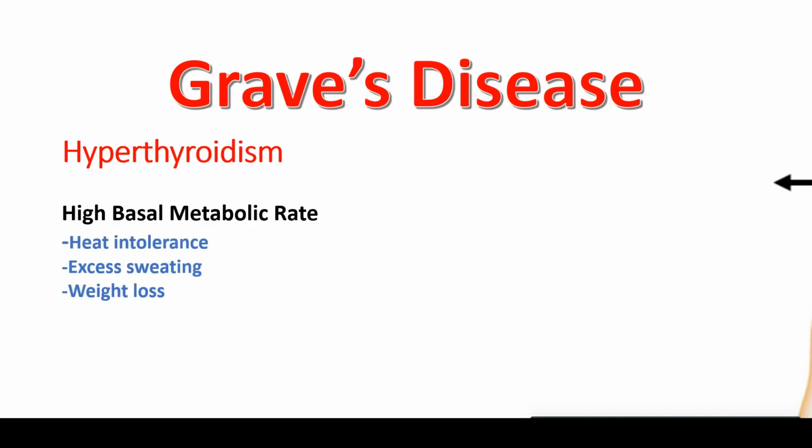Okay, so we have the hyperthyroidism. The features of hyperthyroidism are not difficult to memorize. If you picture it like a sequence or in a systematic manner, then it will be easier for you to remember. So we will look at the basic features of hyperthyroidism, and we'll look at the system-wise features of hyperthyroidism.